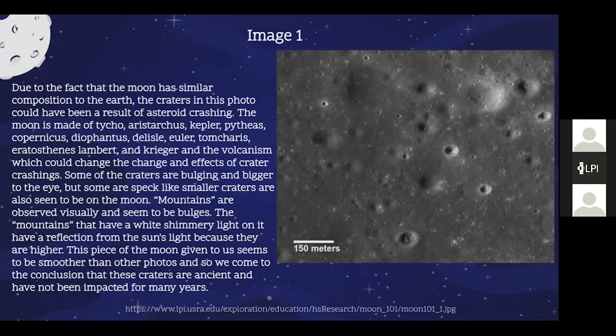Okay, so all those names that you list there, Tycho, Aristarchus, Kepler, Pytheas, those are all crater names. So those aren't names of rock types or anything like that. I was a little confused by that, but I see what you're saying. But yeah, those are just names of craters.